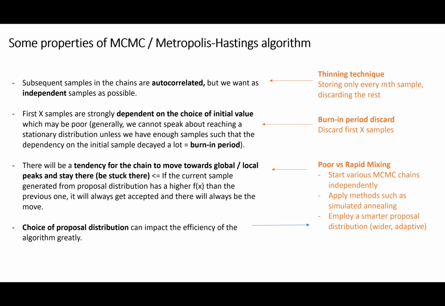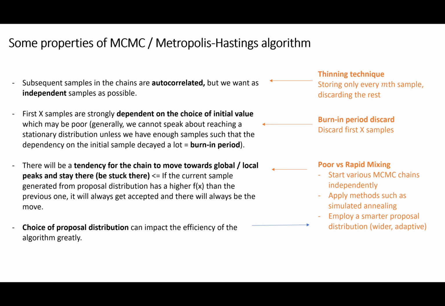For example, for the autocorrelation of the samples, there is a technique called thinning, where you only store every mth sample, so every 5th or 10th or 100th sample, and you discard the rest from the chain. Therefore you reduce the autocorrelation as much as possible. Then there is the burn-in period. How to deal with it? The solution is simple: discard the first samples. We will zoom in later on why this is the case.